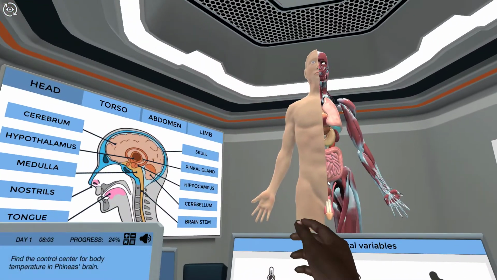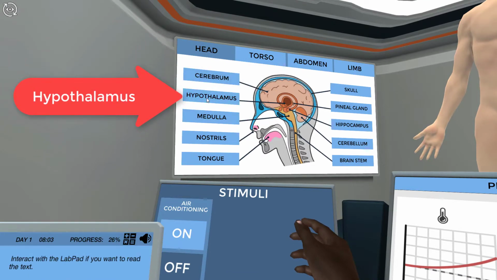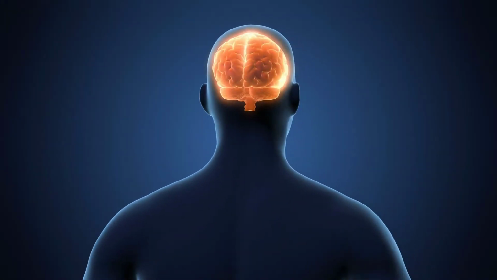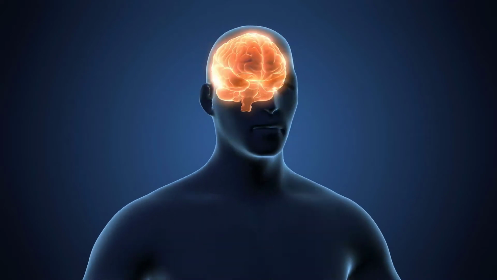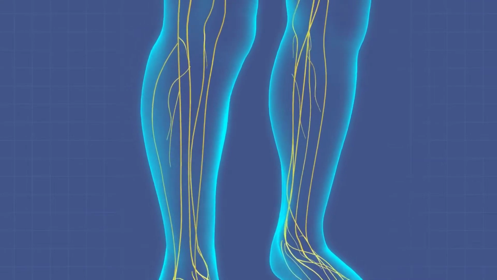Now, can you figure out the control center for the regulation of body temperature? Find the control center for body temperature in Phineas' brain. That's right, the hypothalamus is at the receiving end of the thermoreceptors and can process the signal to take action and maintain the balance. This is the typical role of a control center in a regulatory pathway.